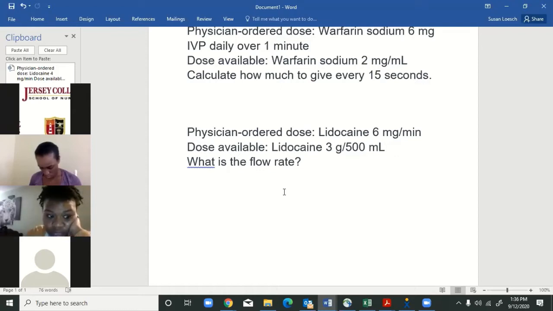I have to be right. I got 6 times 60, that's 360. How did you do yours? 6 times 60 divided by 3,000 because I converted the grams into milligrams. And that gave me 0.12, and then I multiplied the whole thing times 500. Wait a minute, something I did wrong there. 6 times 60, yeah, that gave me 60.